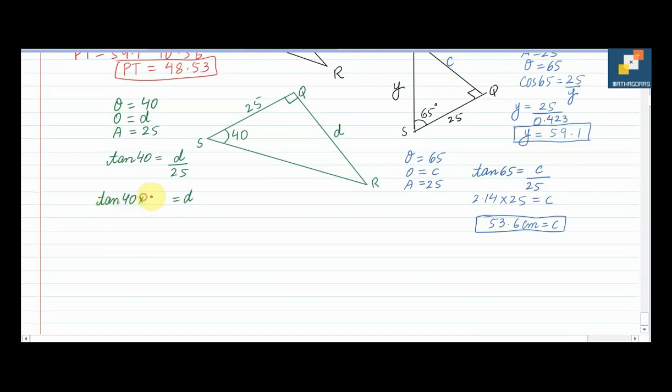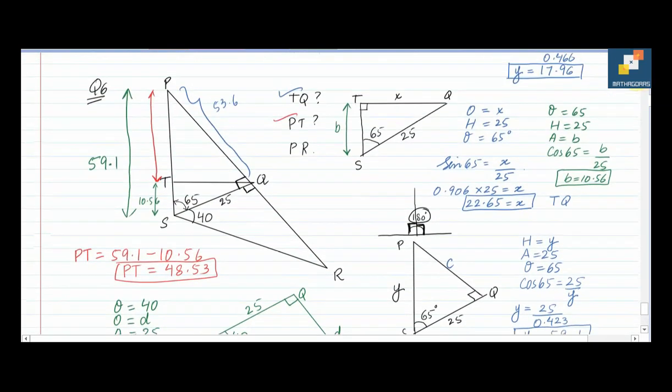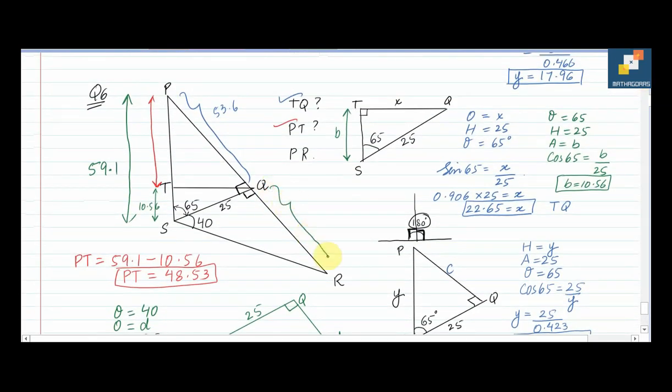tan 40 multiplied by 25. Now the value of tan 40 is 0.84, multiplied by 25 is equal to D. So multiply by 25, it gives us the value of 20.97. So after rounding off, it will be 21 centimeter, right? Now in your main figure, you got the value of Q to R, it's 21.